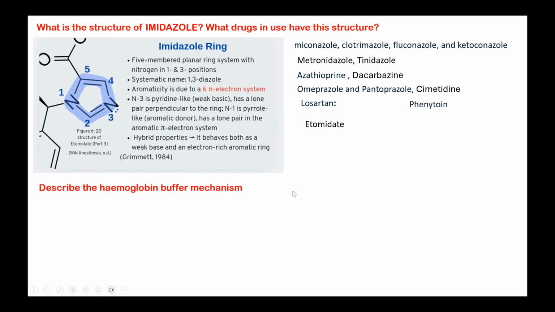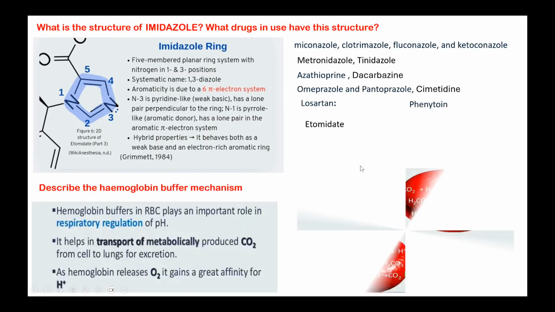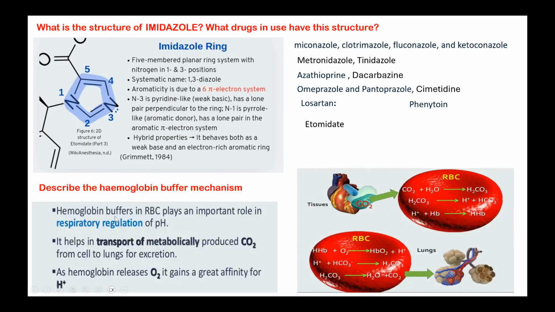Now coming to the hemoglobin buffer mechanism, these are the 2 things which we have to remember. The hemoglobin present in the RBC plays an important role in respiratory regulation, and they transport metabolically produced carbon dioxide to the lung. And this picture, if you remember, it is easy: at the tissue level, after metabolism, carbon dioxide is produced.